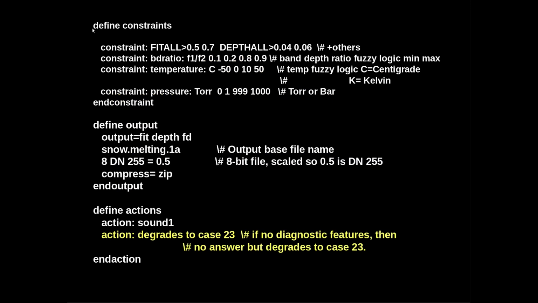Then there are other constraints. After all the features and the feature constraints are defined, the correlation coefficient must be, fuzzy logic again, greater than 0.7 or it gets reduced. The depth, this is the continuum-removed band depth, has to be greater than 0.06 or, fuzzy logic, it gets reduced. Band ratios, if you want to do band ratios, that can be done.